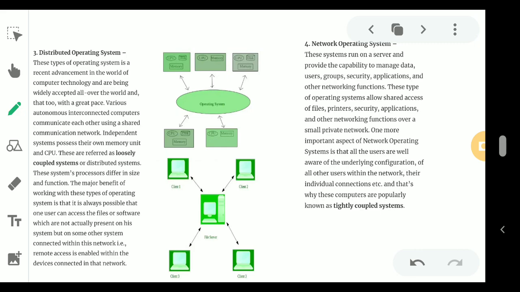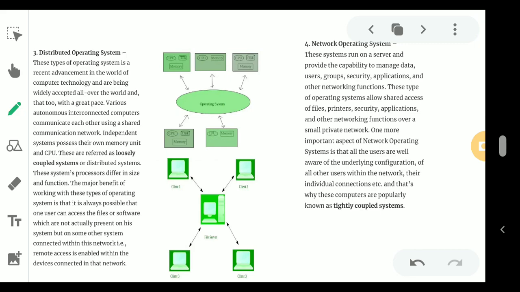Next one is the network operating system. This type of operating system is used in computers connected in a computer network, like a LAN. Such operating systems should be capable of sharing communication with other computers connected to them. To access resources from another computer, the user may have to log into the remote computer using the proper password. These systems run on a server and provide the capability to manage data, users, groups, security, applications, and other networking functions.